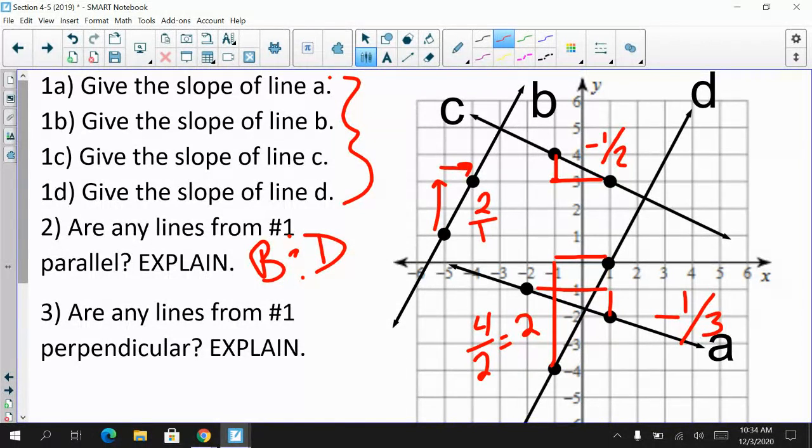Are there any lines that are perpendicular? Do you see any opposite reciprocals? Well, I think we do. I think B and D are perpendicular to which line? Looks like line C.